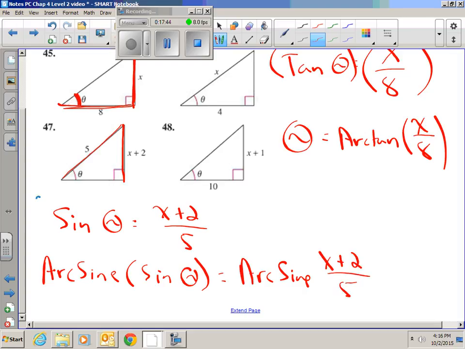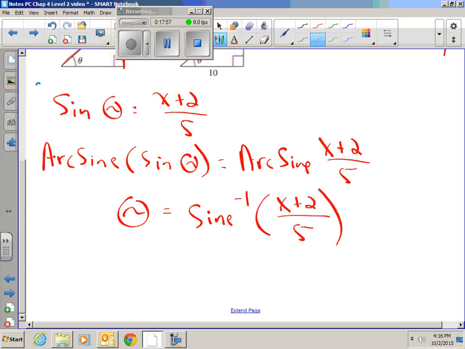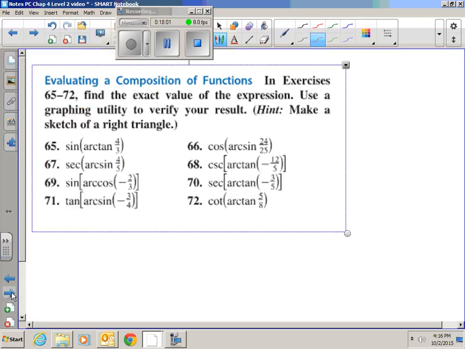The arc sine and the sine cancel each other out, just leaving me with theta. Theta is equal to arc sine, and we can also write that as inverse sine, in parentheses, x plus 2 over 5. I think I'm done. Nope, we'll do 2 more. We'll do number 71 and 72.